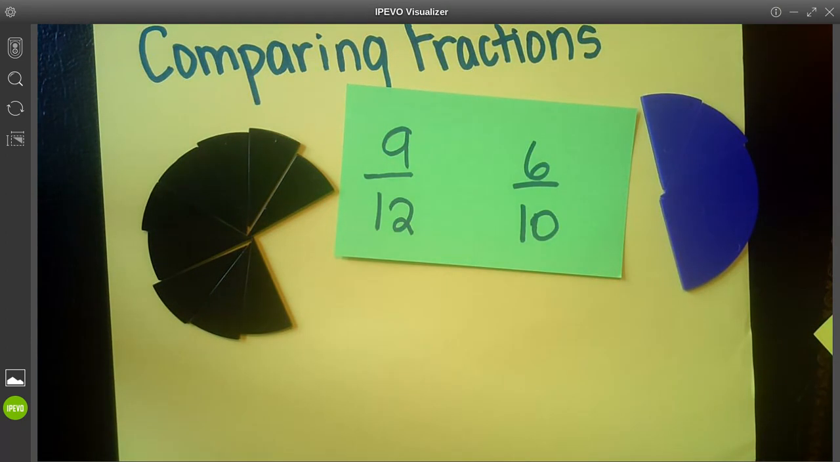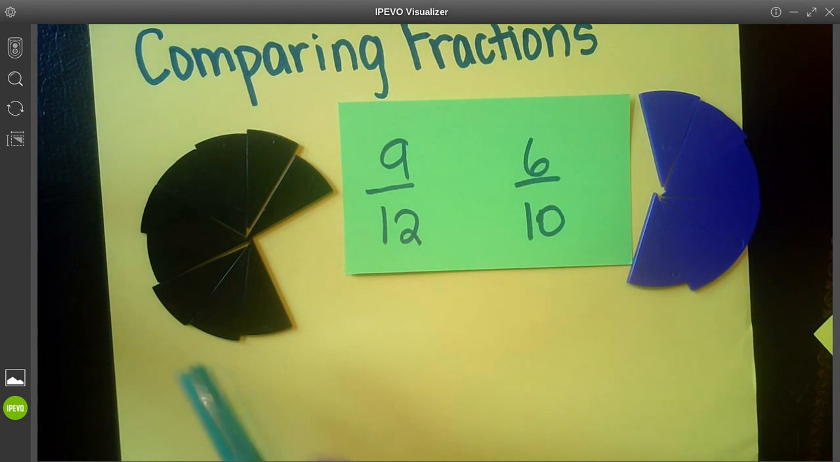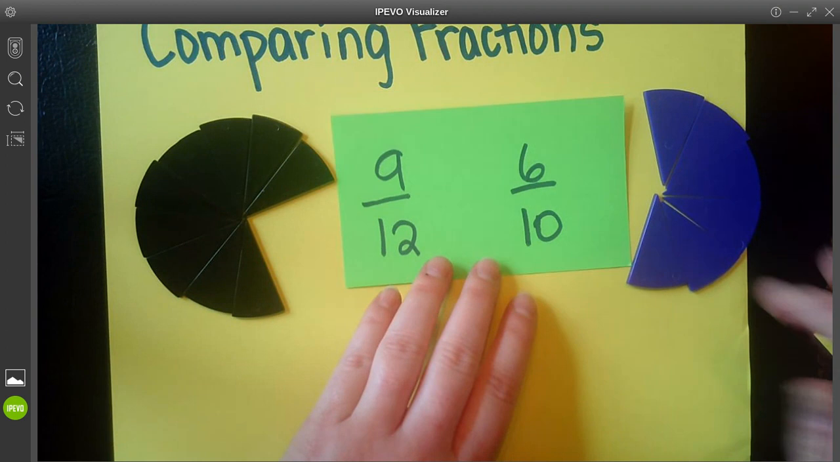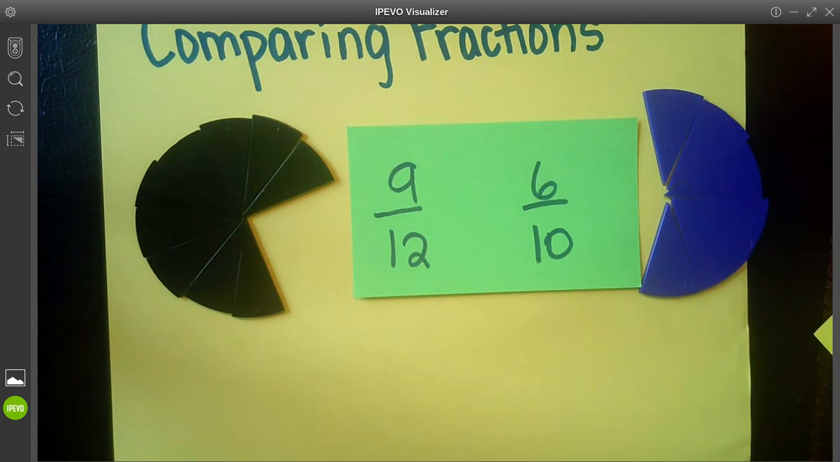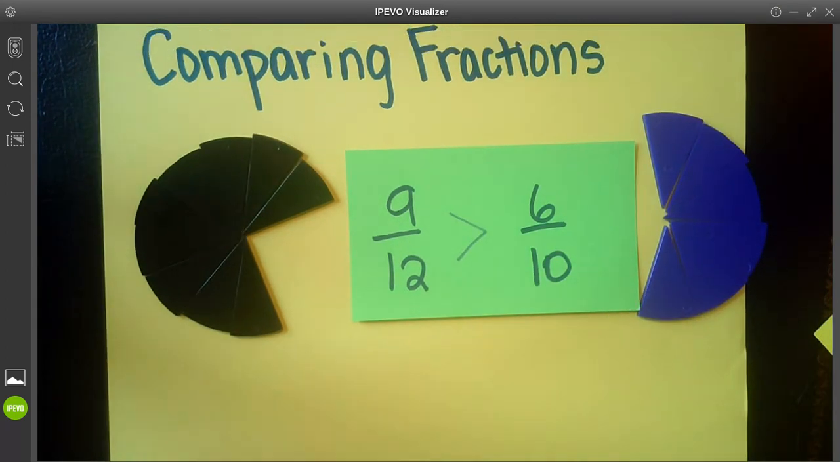And then I have 6/10. So I can use my model. Looks to me like this one is larger than this one. Okay. So 9/12 is greater than 6/10.